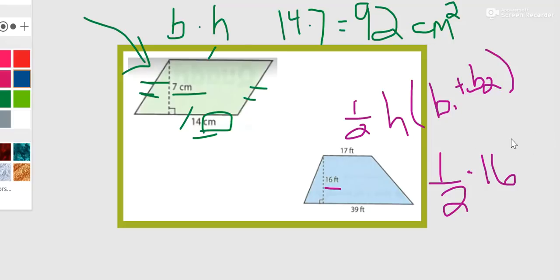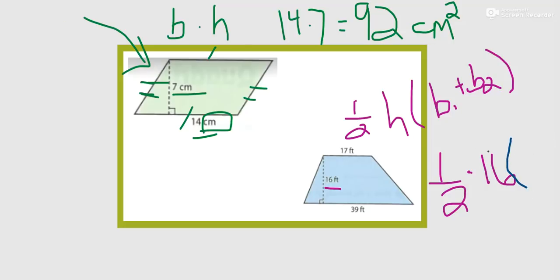And then we would also times it by 17 plus 39. And when we do this, following the order of PEMDAS, we would have to add our 17 and our 39 together. And that would give us 56.